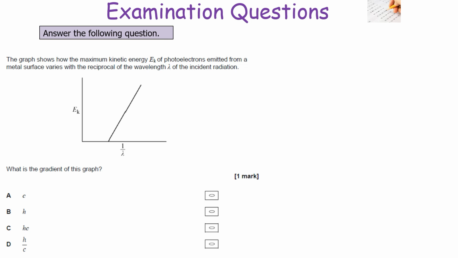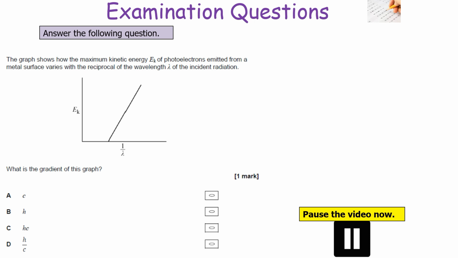The next question says, the graph shows how the maximum kinetic energy of photoelectrons emitted from a metal surface varies with the reciprocal of wavelength lambda of the incident radiation. What is the gradient of this graph? So pause the video now, then unpause the video when you want to go through your answer.